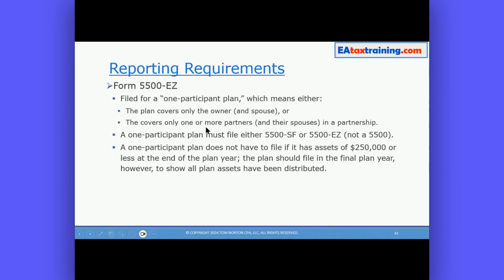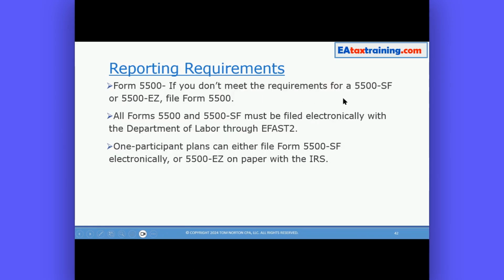So if you're a one participant plan and you've got less than $250,000 of assets and it's not your final plan year, then you do not have to file any type of 5500. If you don't meet the requirements for a 5500 SF or 5500 EZ, then you file the Form 5500. All of the 5500s and 5500 SFs must be filed electronically with the Department of Labor. So it doesn't go to the IRS, it goes to the Department of Labor, and they have this system called the eFast2 system. That is how you electronically file it.